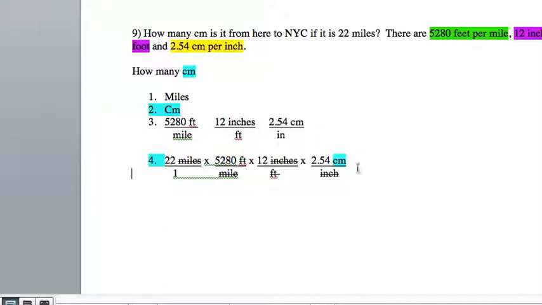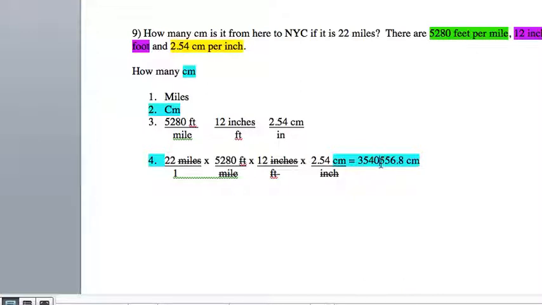So everything should be how we want it. Then all we have to do is do the math. When we do that, we have 22 times 5,280 times 12 times 2.54. And we get a really silly kind of number, but that's okay. 3,540,556.8, assuming I did my math correctly, centimeters.